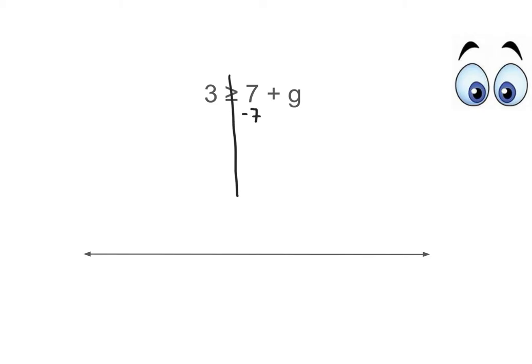We're going to subtract 7 from both sides. Opposites cancel. G is less than or equal to -4. Circle is filled in. G is less than or equal to. Arrow goes to the left.